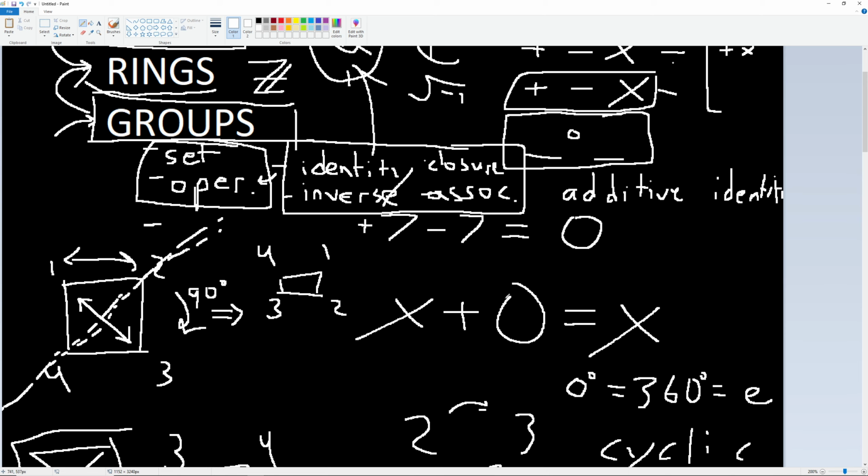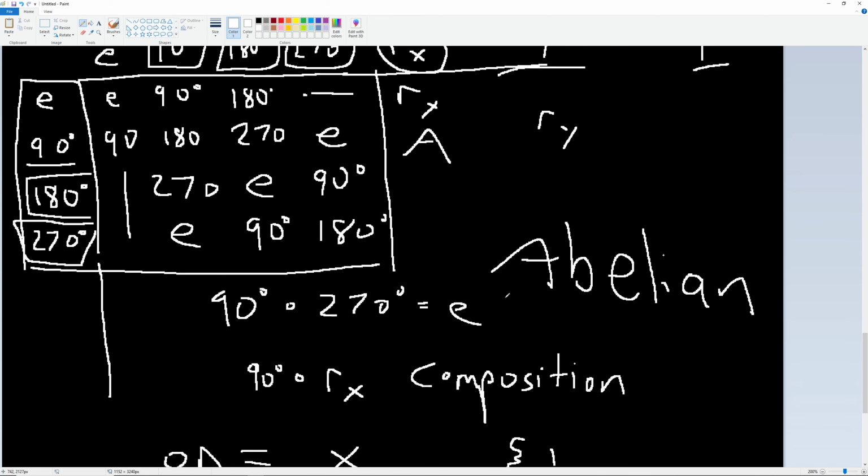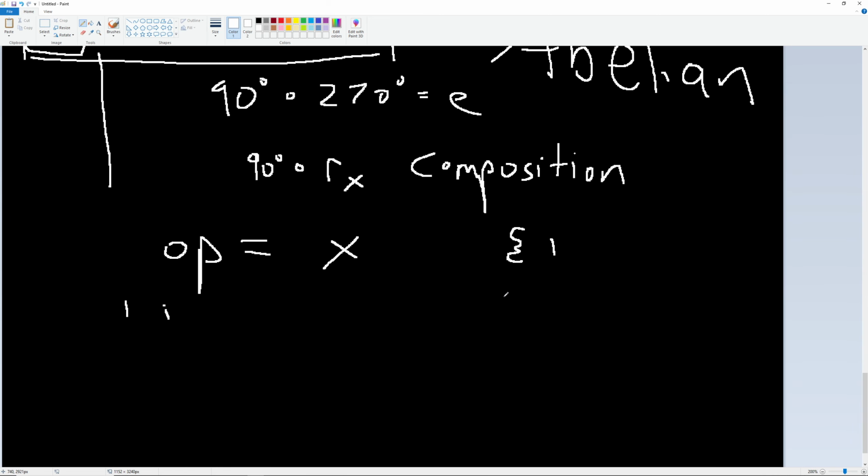Identity, inverse, closure, and associativity. Okay. All right, so now our operation is ordinary multiplication, and I'm choosing some set. I'll start with 1. So that's a group. 1 times 1. We can write out the multiplication table.